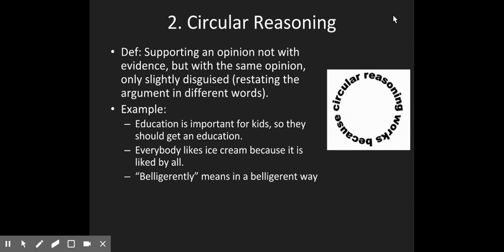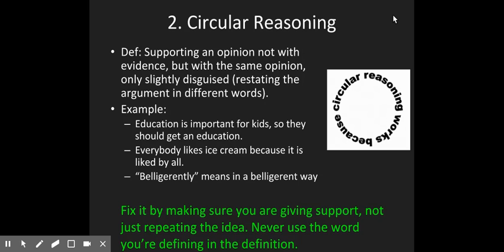And these are the worst definitions when you have to look up a word. Belligerently means in a belligerent way. Well, if I didn't know what belligerent meant, I really haven't learned a whole lot. So this can be very frustrating, and it's not a good way to be logical. So to fix this, you would want to make sure that the support you're giving, the explanation, is not just you repeating yourself. And then if you are giving a definition, you never want to use the word you're defining in the definition if you can help it.